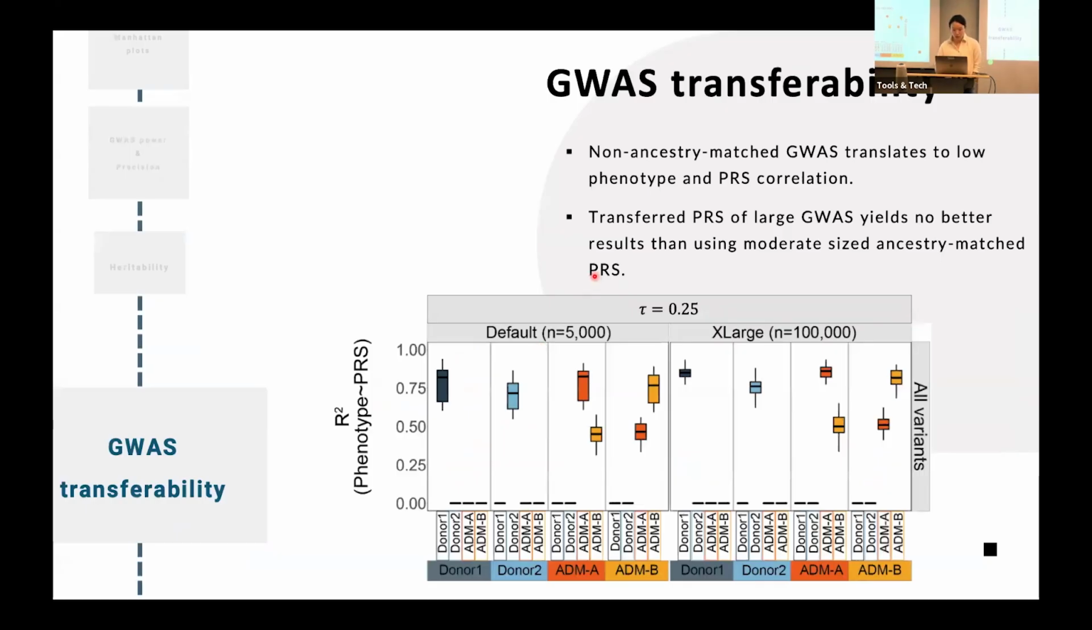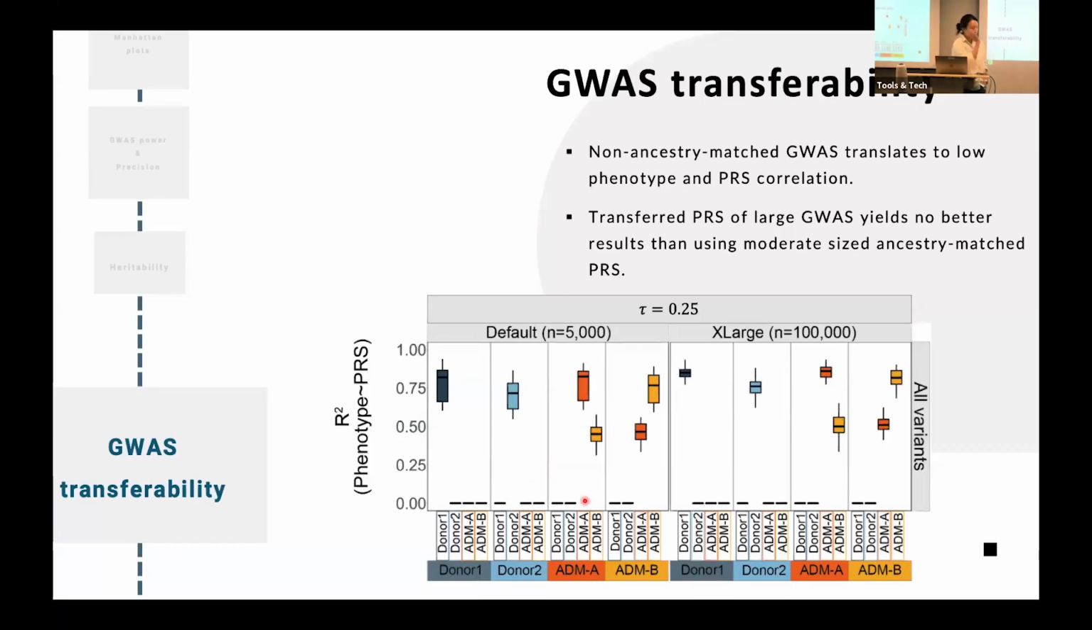And finally, as for the GWAS transferability, this is what we expected to see: if we don't match the GWAS population with the target population, it's just going to yield a poor correlation if we look at the phenotype versus the PRS.